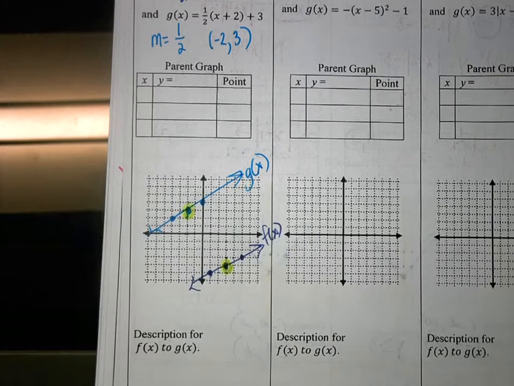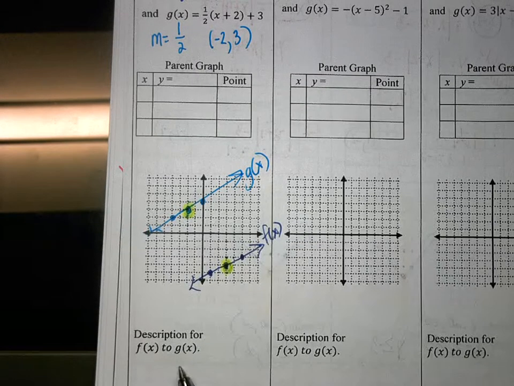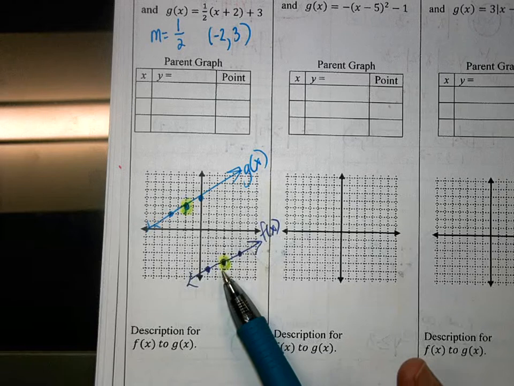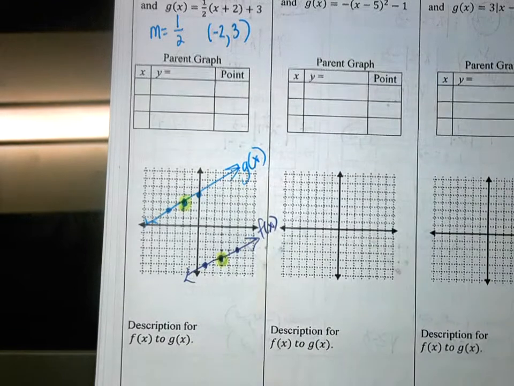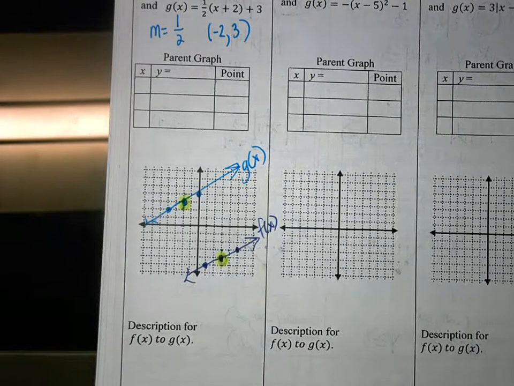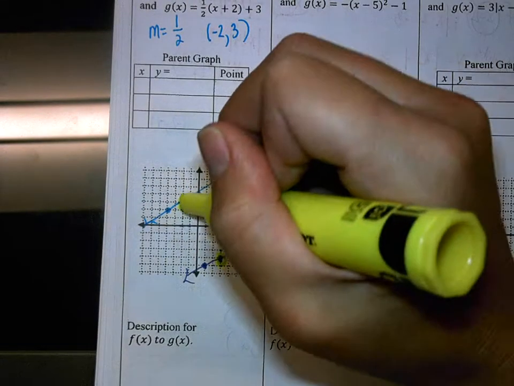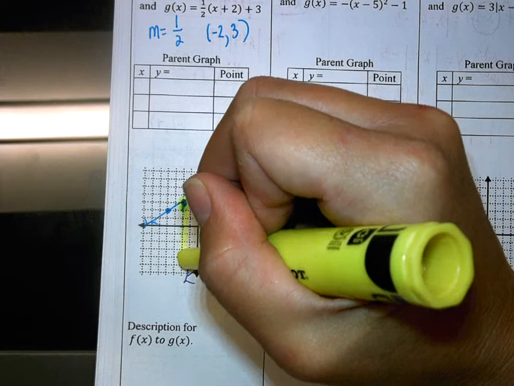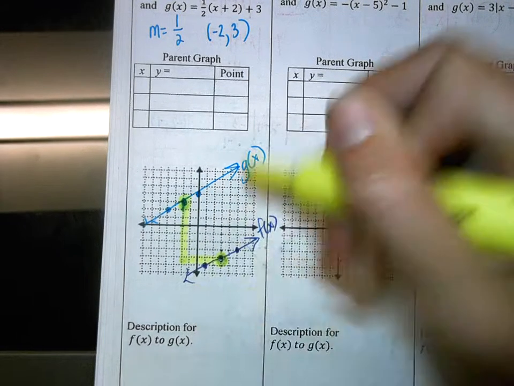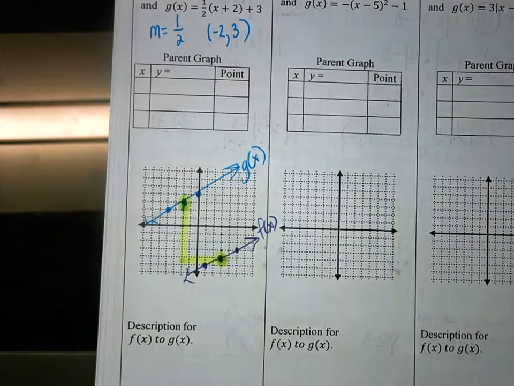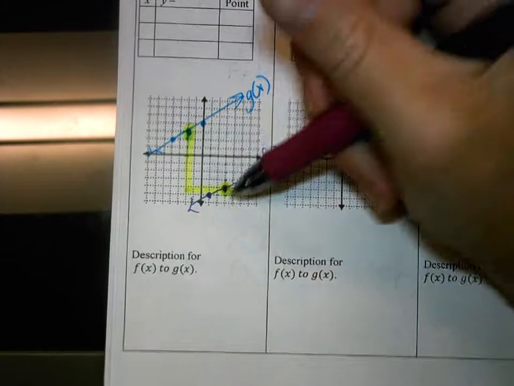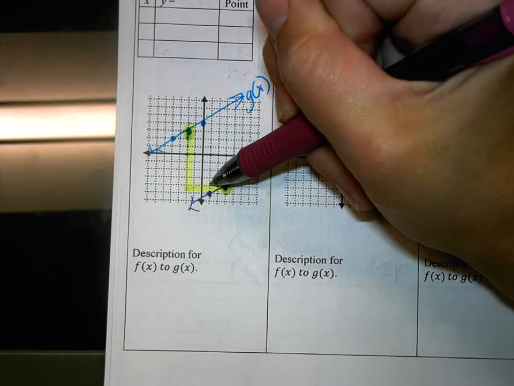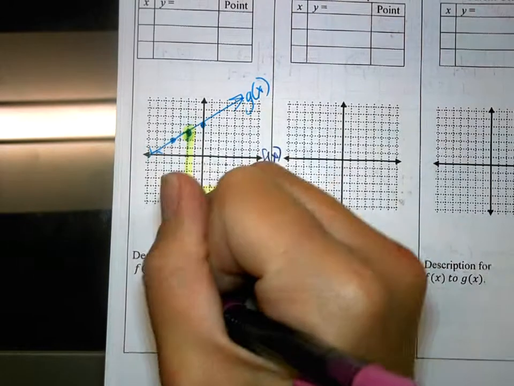Now it says, what is the description for f of x to g of x? So here is f of x. How do we get from this starting point to this starting point? How do you move? If you're having a hard time seeing this when you're doing your work, you could highlight from point to point. So in this translation, from f of x to g of x, it's going left how many? Left 5.